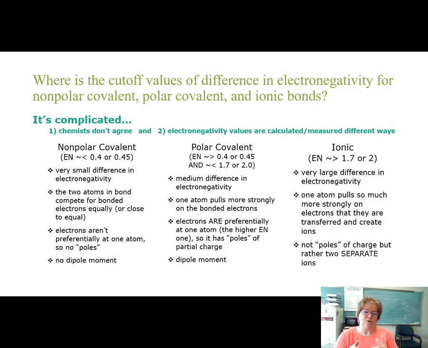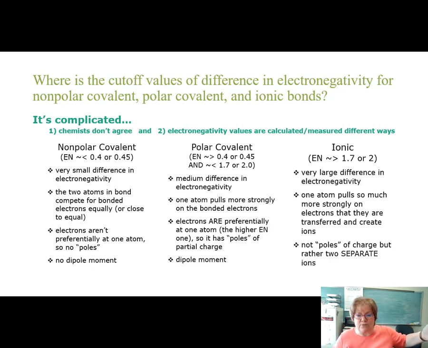And again, it's partial, and this is the in-between range, around 0.5 electronegativity difference up to about 1.7, 1.8 electronegativity difference. So I take the two electronegativities of the atoms that are bonded, I subtract them, and I see how different they are. And if it's medium, we would call it polar covalent.